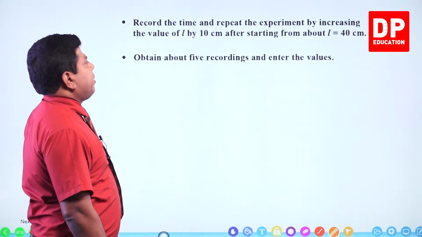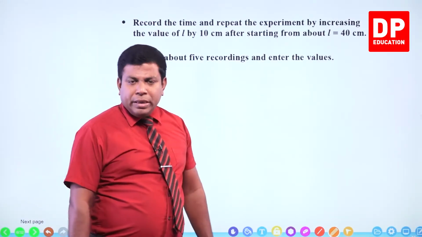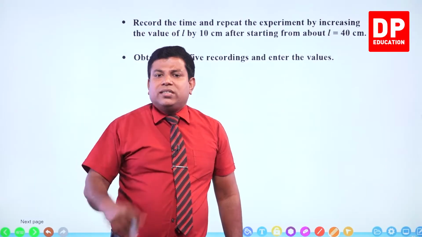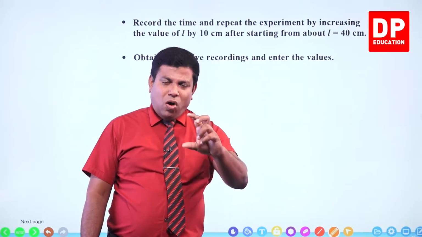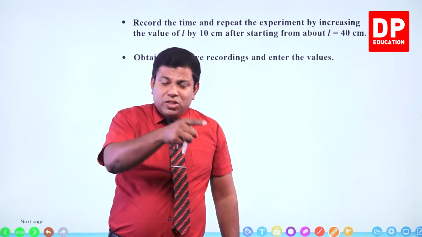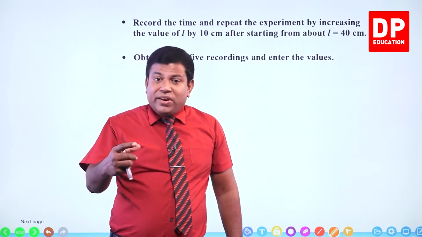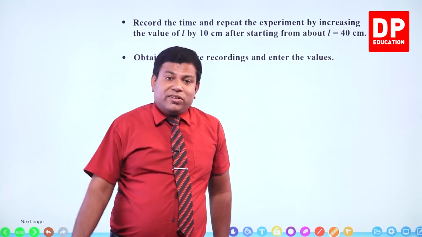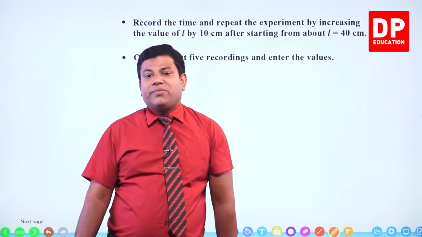Record the time and repeat the experiment by increasing the value of L by 10 centimeter, starting from about 40 centimeter. Now, if we have a small stand only, then you can start at 40 centimeter, 30 centimeter, 20 centimeter, 10 centimeter, likewise you can take values. But when the change in L is small, understand T is proportional to root L, so the difference you are going to see in T is going to be much less. So, it's ideal if we can change L by 25 centimeter by 25 centimeter, or 50 centimeter by 50 centimeter. The bigger the change in L, the bigger the impact on T. You will be able to measure a significant difference in T.